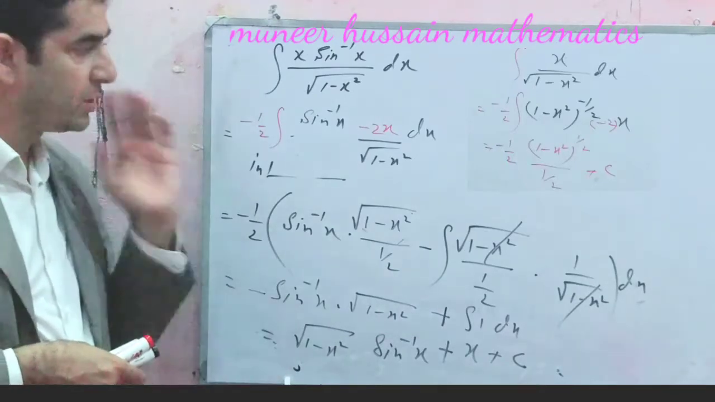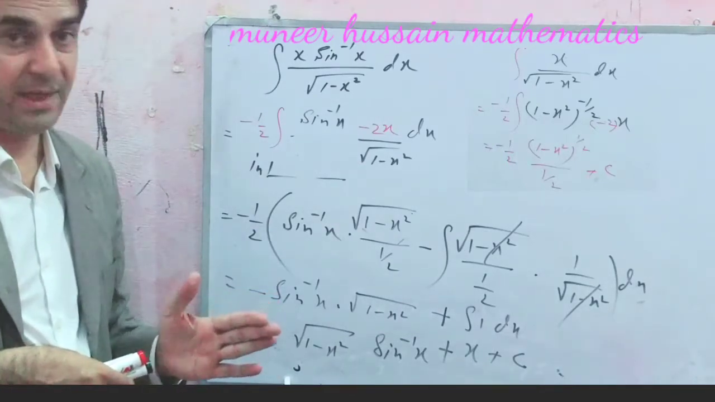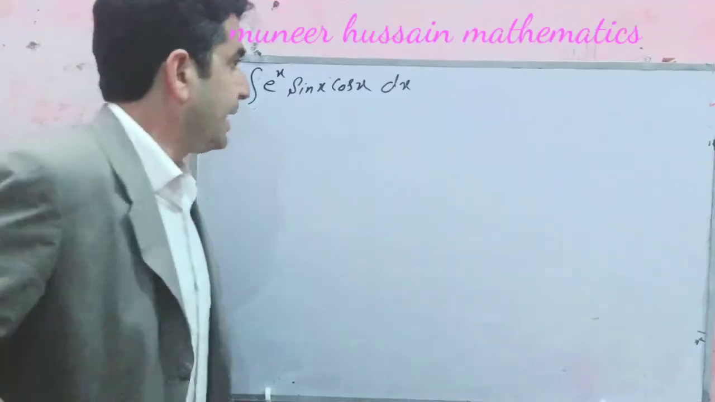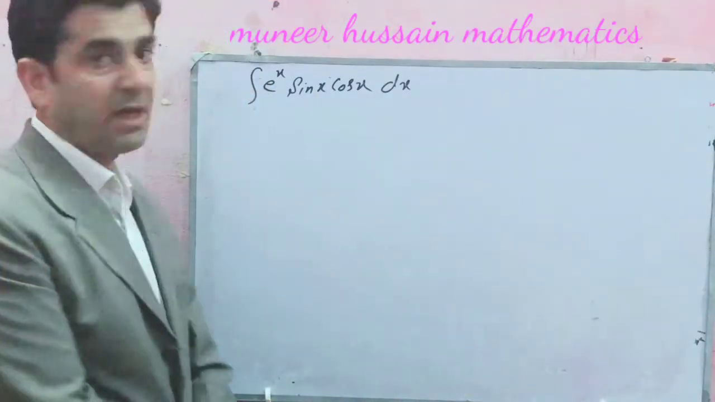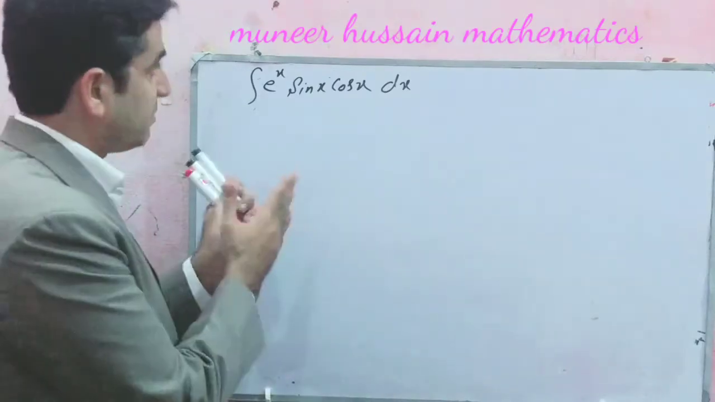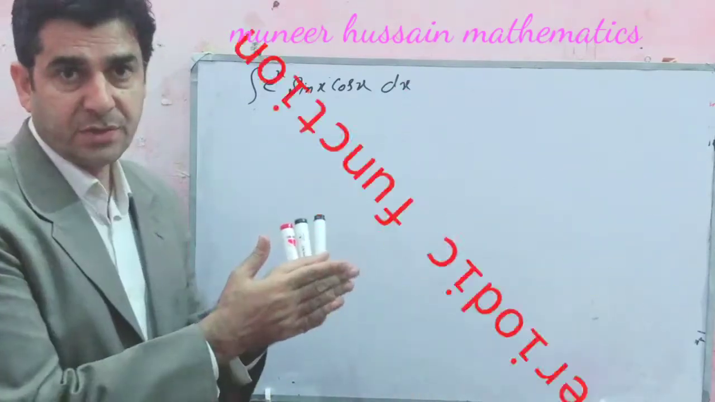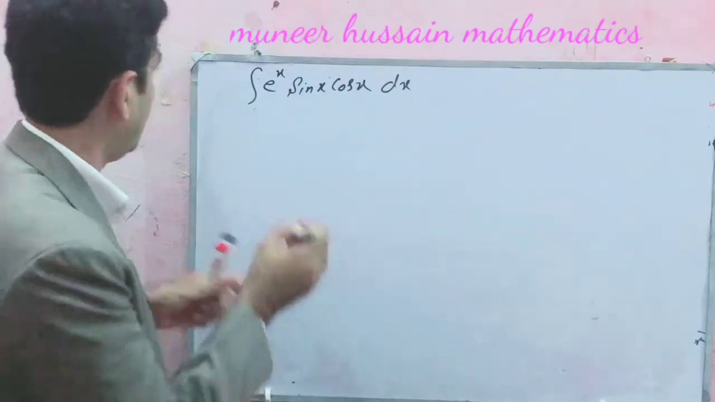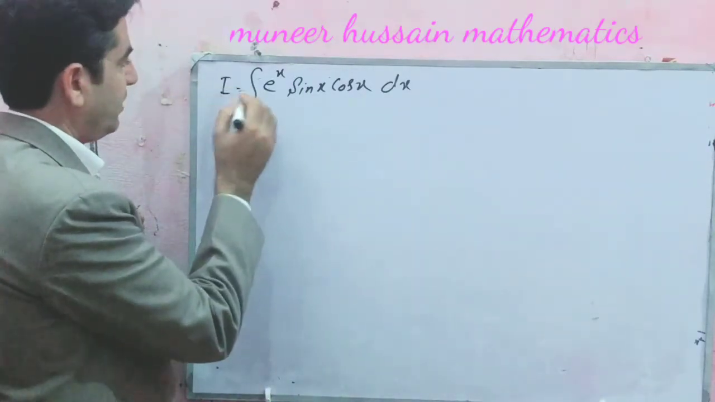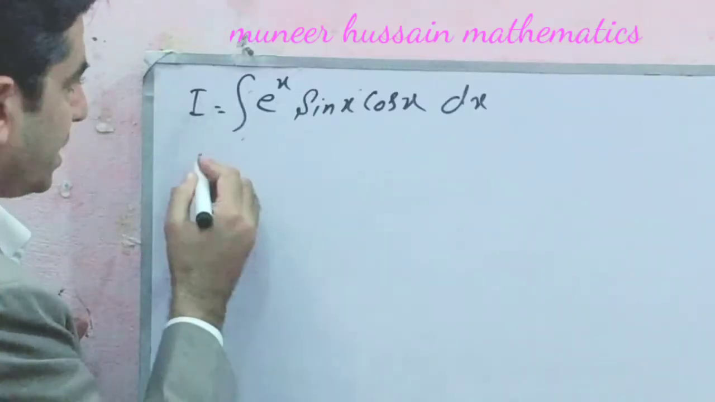Now we shall go to the last question of today's lecture. That is also important, and that is a very special question and the last question of the lecture. E raised to power x sine x cos x. That is, I call it a periodic function, and there is no order of iterate, right? So let it be I, because it will be periodic. It will come again in the solution.